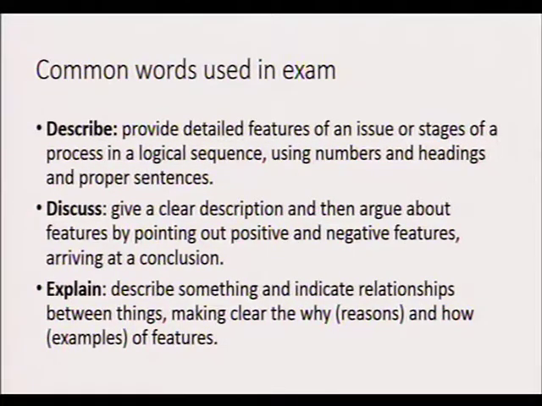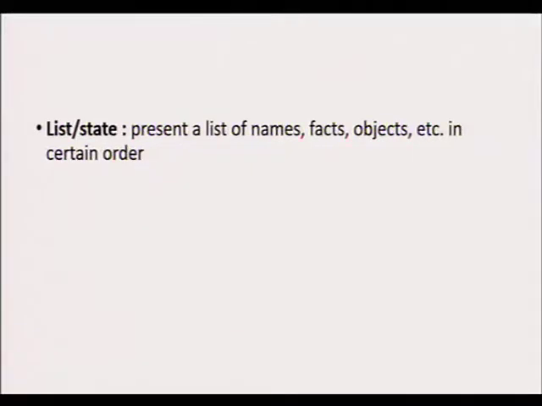Explain. This is describing something and indicating a relationship between things, making clear the why reasons and the how questions. For example, you give the reasons as to why this thing is happening, and how questions, the examples of certain things and the features. List or state or outline, these are all the same terms. Present a list of names, facts, objects, etc. in a certain order. You don't need to go into detail, you just give, then you go. You don't waste time there.